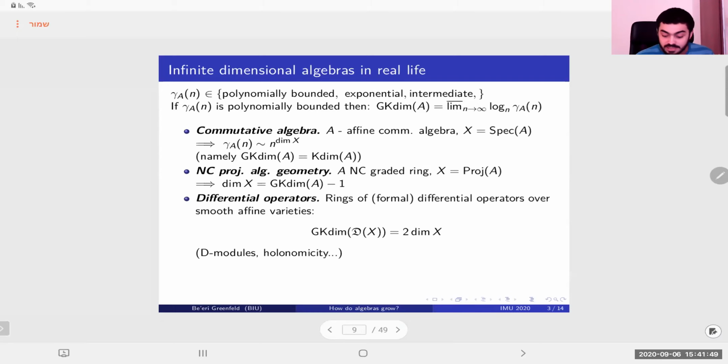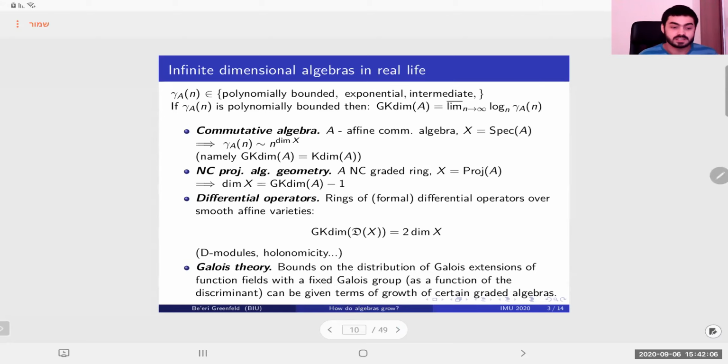Infinite dimensional rings with important growth conditions appear also in the theory of differential operators of algebraic varieties. For instance, in the theory of D modules, holonomicity is defined by exactly having critical growth rate, having the least possible growth rate. There are also connections with Galois theory.